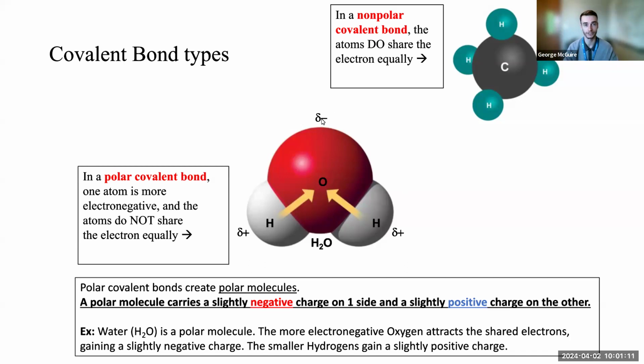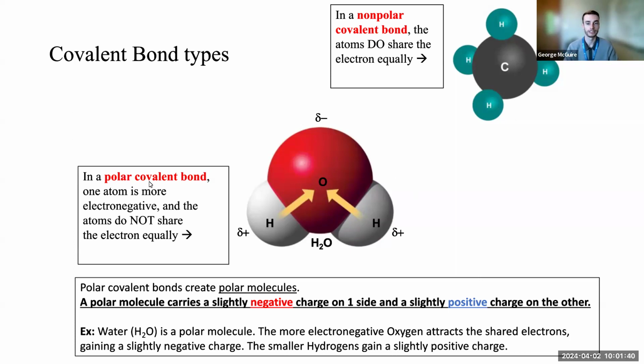Because now we have a negative charge, which is going to create a magnetic attraction with any positively charged things near it. And each of these hydrogens now has a positive charge, which is going to create a magnetic interaction or attraction with any negatively charged things near it. And so again, this is just one example of a polar covalent bond. This is going to be the most common example that we talk about, as it plays a big role in how water functions, and thus a big role in how life functions.